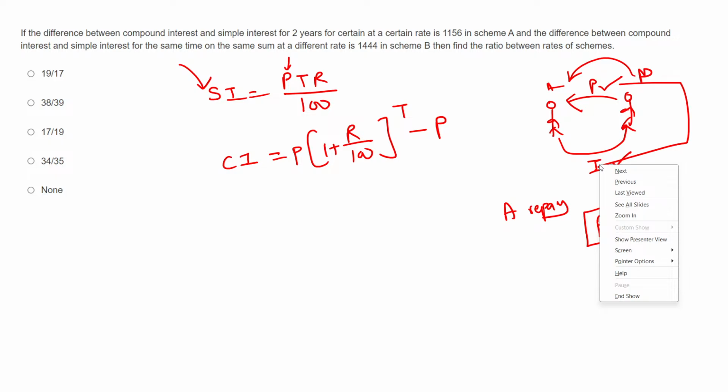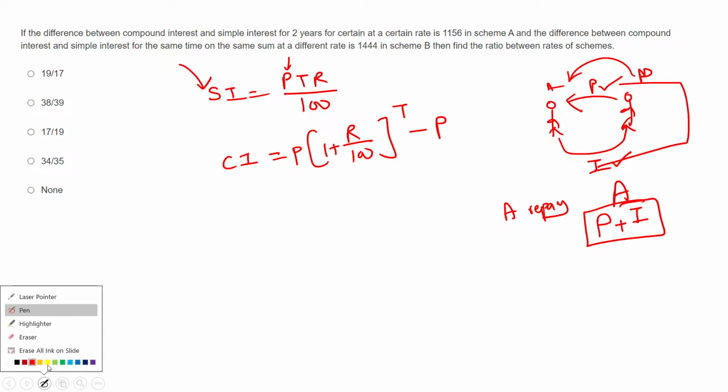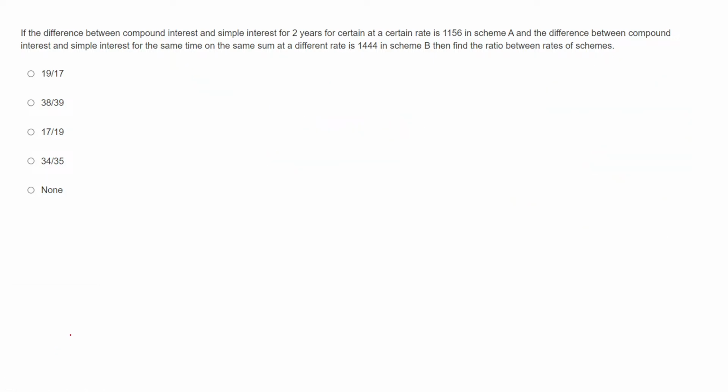See here guys, now I will explain what was given in the problem once. The difference between compound interest and simple interest for 2 years at a certain rate of interest, that means we don't know the rate of interest here, is 1156 in scheme A, and the difference between compound interest and simple interest for the same time on the same sum at a different rate of interest is 1444 in scheme B. Okay, you need to find out the ratio of rates of the schemes.